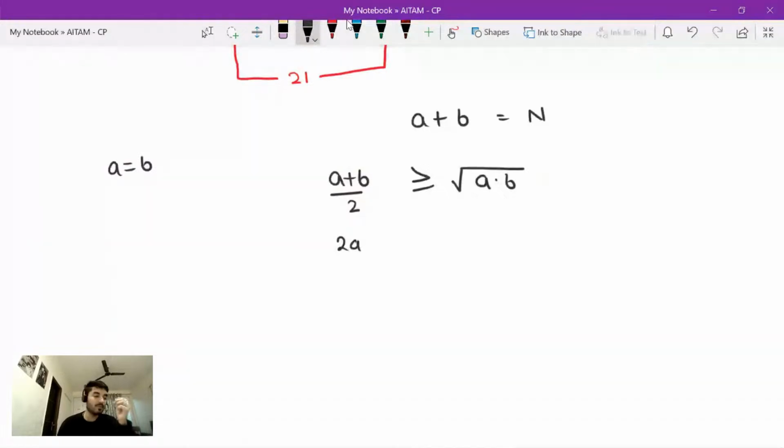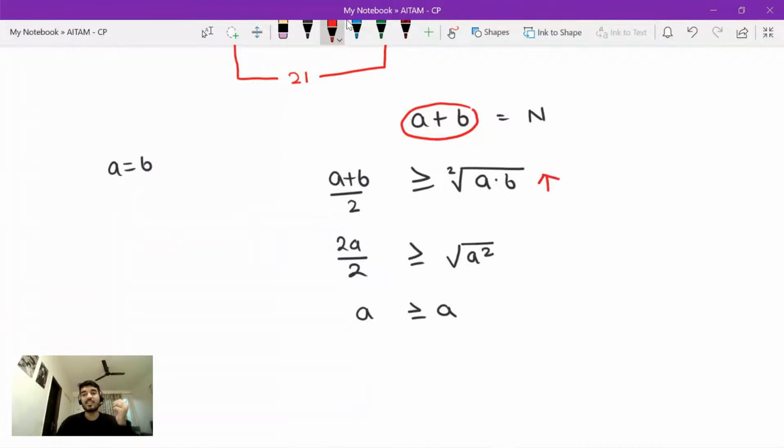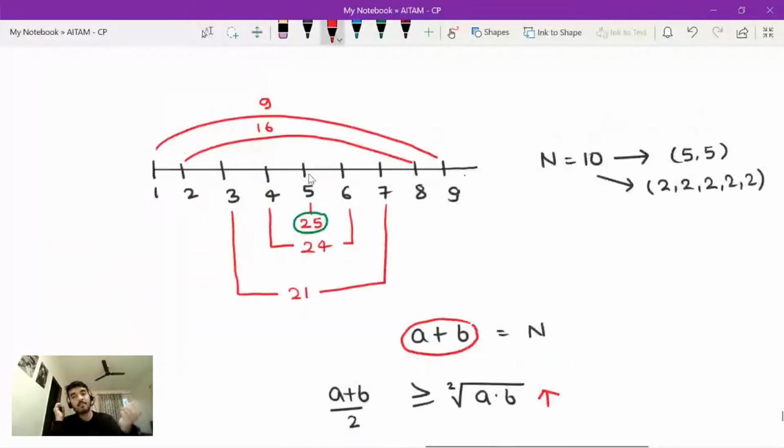Here I have replaced b with a, divided by 2, and this is simply equal to the square root of a squared, which is a, and this is less than or equal to a. So this is the only case, when all the items have the same value, that you can achieve the maximum result. Their maximum result is when the arithmetic mean and geometric mean are both the same. You can also feel this with the help of the number line. But now I hope it is clear to everyone.